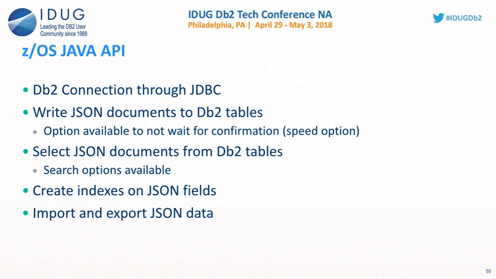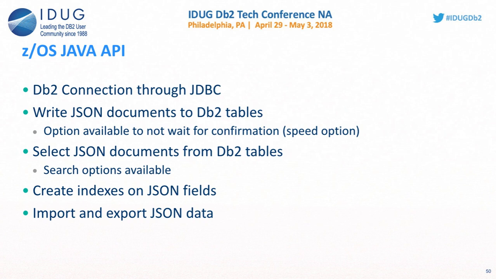Inside DB2 12, here's some of the stuff that the Java API does. I have not played with these features because we have not implemented the Java API inside our shop, so this is basically from the documentation. It gets you some abilities to do indexes, import and export JSON data, as well as get some information out of the JSON documents.